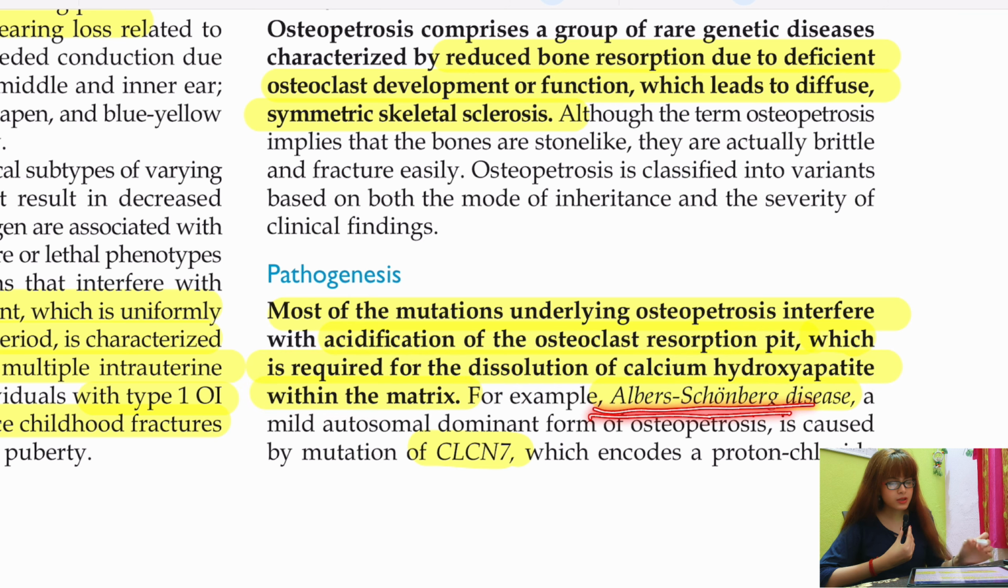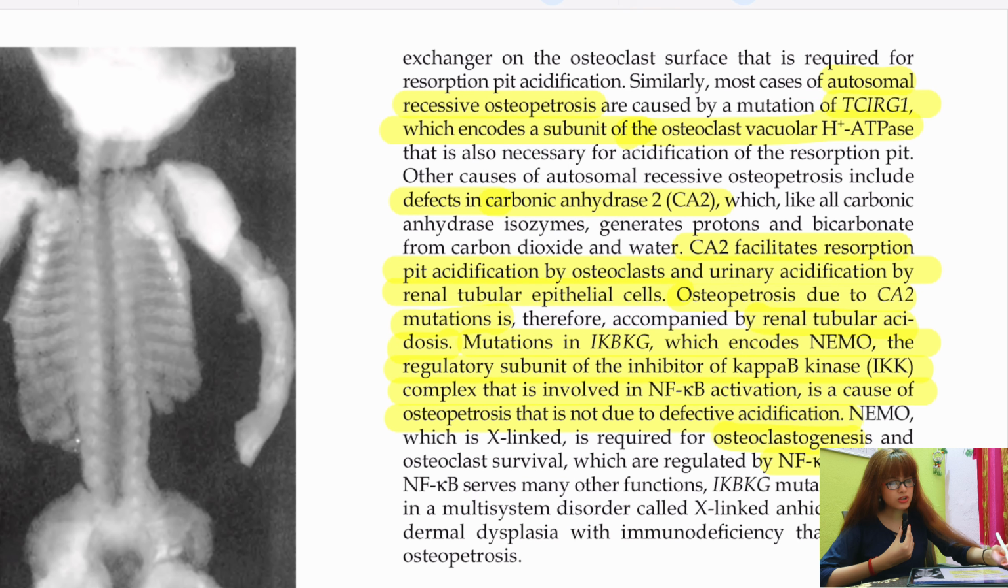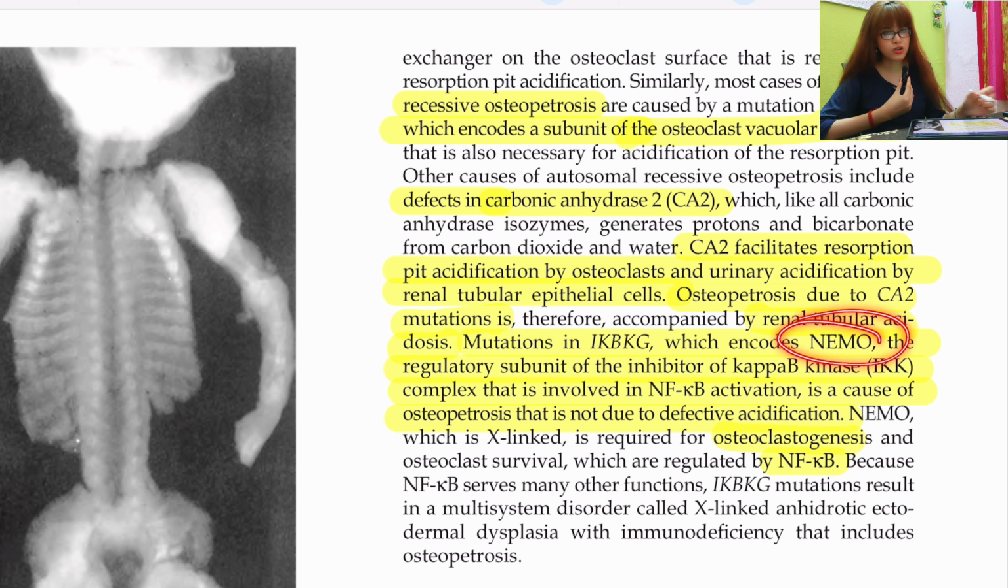In Albers-Schonberg disease, the mutation is in the chloride channel, which I have mentioned. Along with that, there's also a mutation in the TCIRG1 gene. And yes, I have mentioned the carbonic anhydrase enzyme defect. Along with that, there's also a mutation in the IKBKG gene, which encodes NEMO, a regulatory subunit of the inhibitor of kappa B kinase complex that is involved in NF kappa B activation, which is a cause of osteopetrosis that is not due to defective acidification.